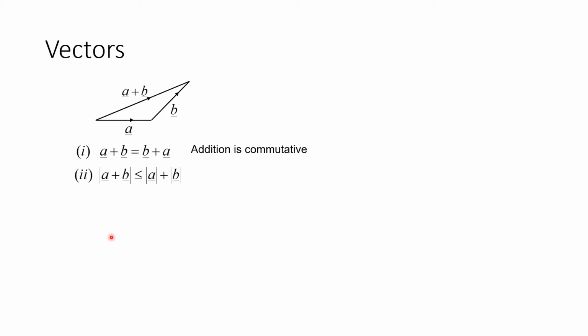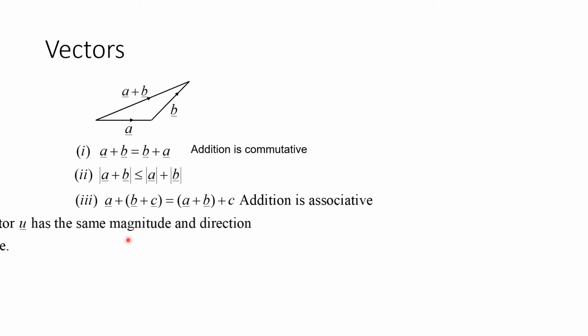And this next law is, modulus of A plus B is less than or equal to modulus A plus modulus B individually. Okay, and addition is also associative. As you can see here, A plus B plus C is also equivalent to if you add vector A and B first, and then you add it with C, because it's addition, so it's associative. So these are some of the important properties for vectors.